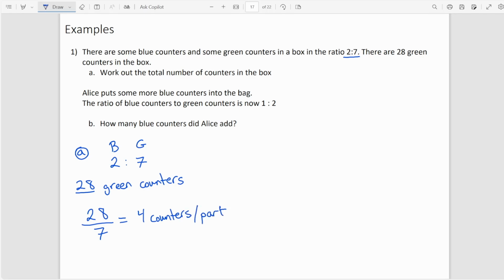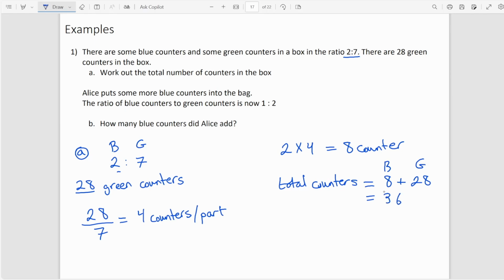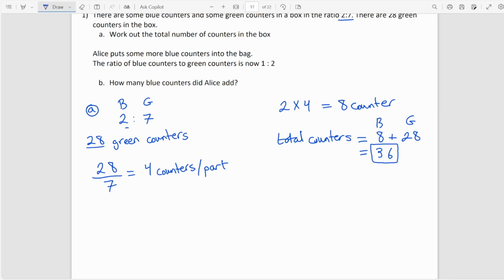Now I can find how many blue counters I have by multiplying 2 parts for blue by 4 counters per part, and we get 8 counters. So what is the total counters? The total counters is 8 plus 28. This is the blue, and this is the green, and we get 36 in total. Okay? Moving on to part B.